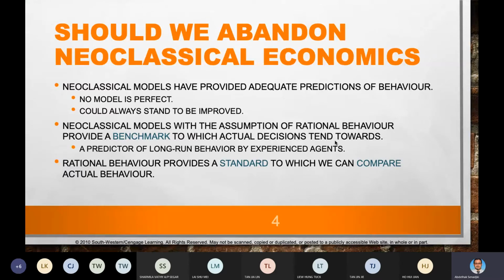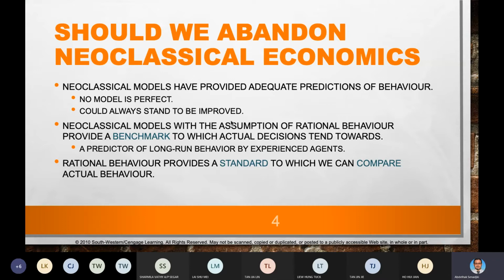The second thing here: idealized rational behavior may provide a benchmark toward which actual decisions tend, as the decision maker experiments over time with different decisions and learns more about the economic environment. So the more experiments you do, the better the understanding and the better the prediction will be.